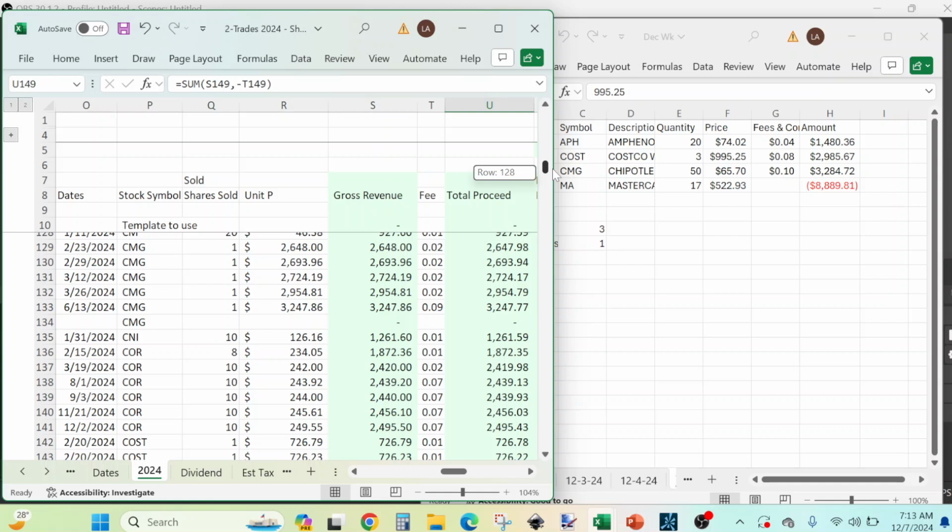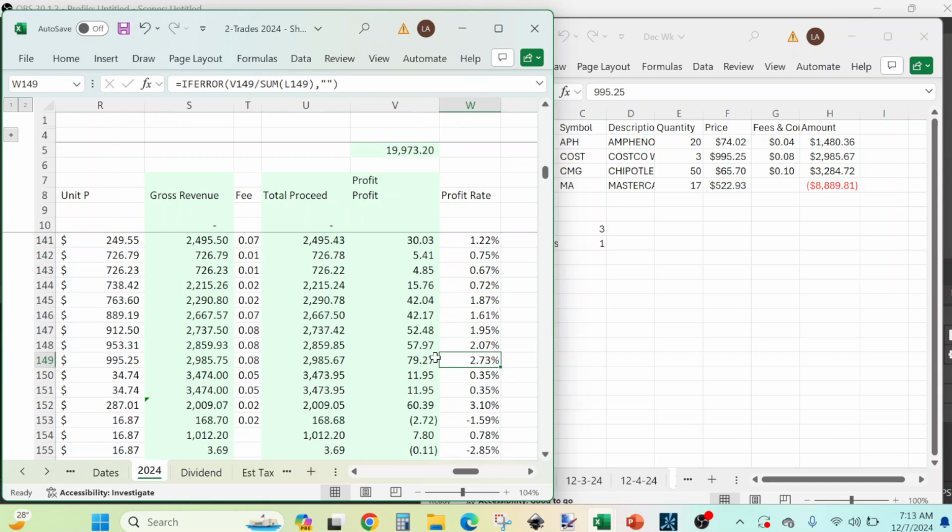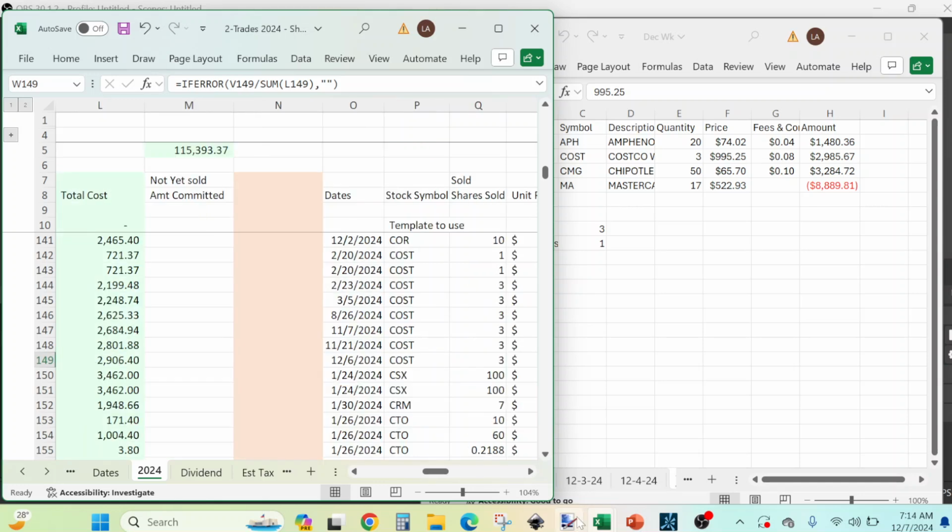and the fee is 8 cents, and the profit is $79.27 or 2.73%. And how we are calculating the profit, we are just taking how much we sold it for after the fee is taken out of it minus how much we paid for it, and it's just giving us that amount. And the profit rate is just taking the profit divided by how much we paid for it. The profit divided by that amount times 100 is giving us the return rate. We are not annualizing or anything.